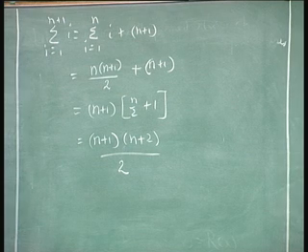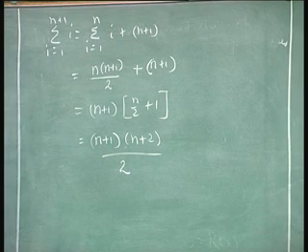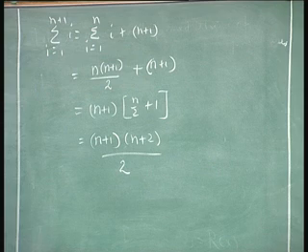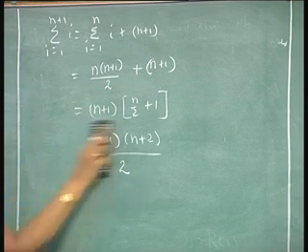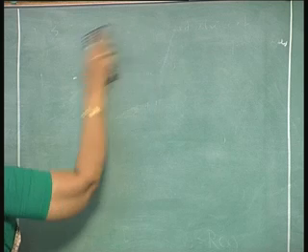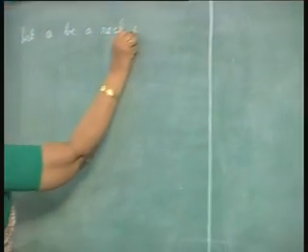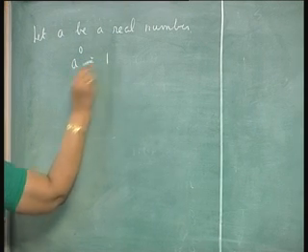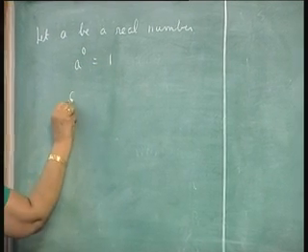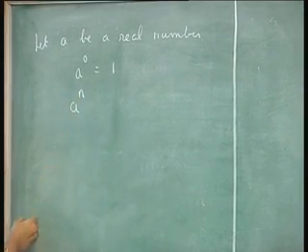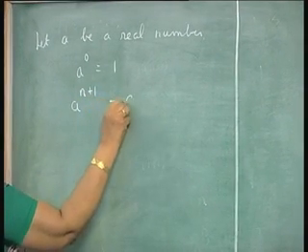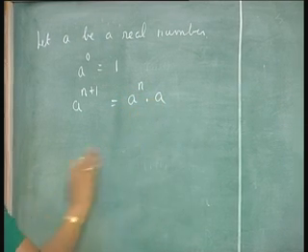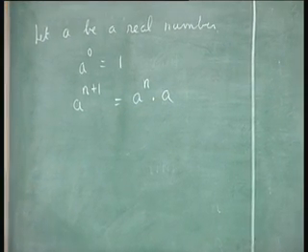Let us take one more example. Let a be a real number, then a power 0 is 1. You know that a power 0 is 1. You define a power n plus 1 as a power n into a. This is the way the number is defined.